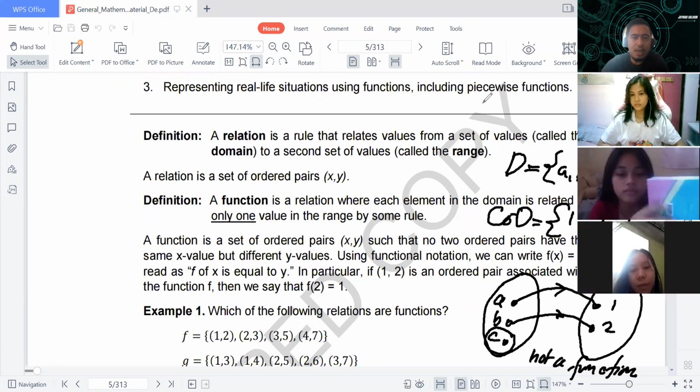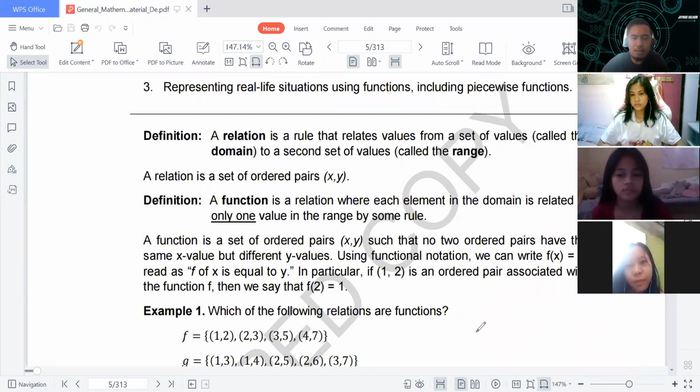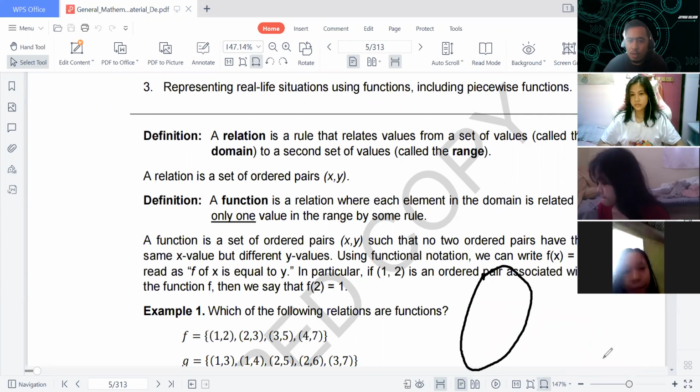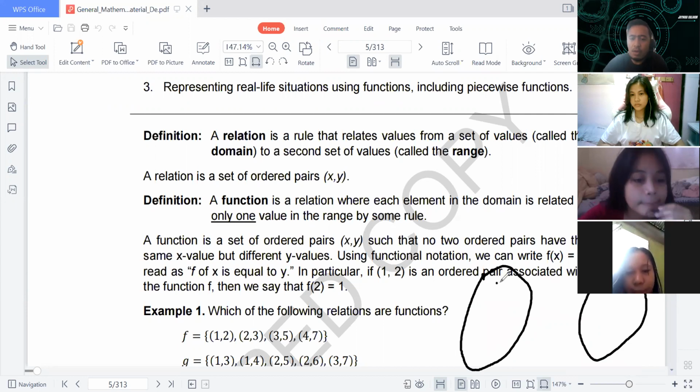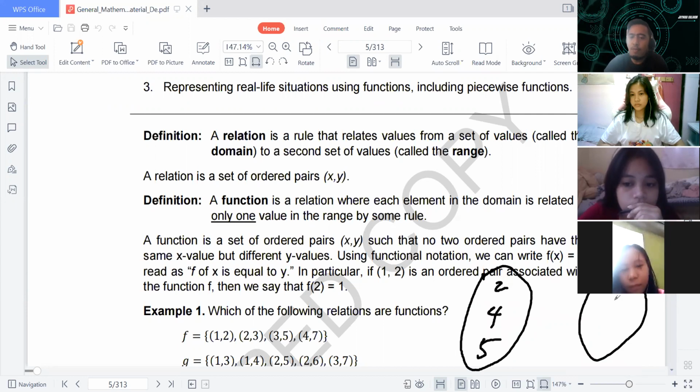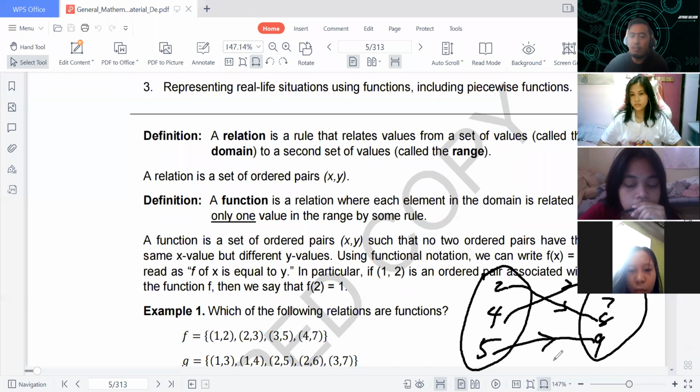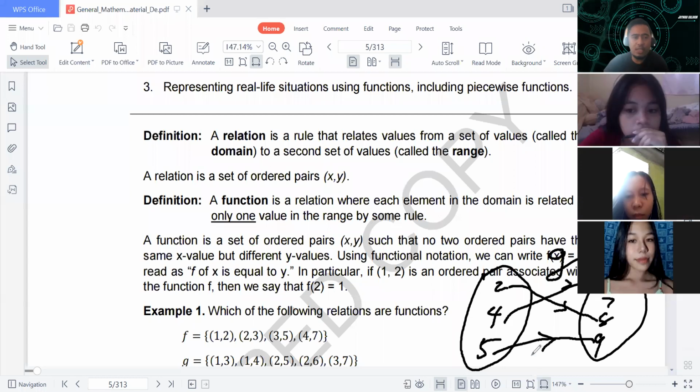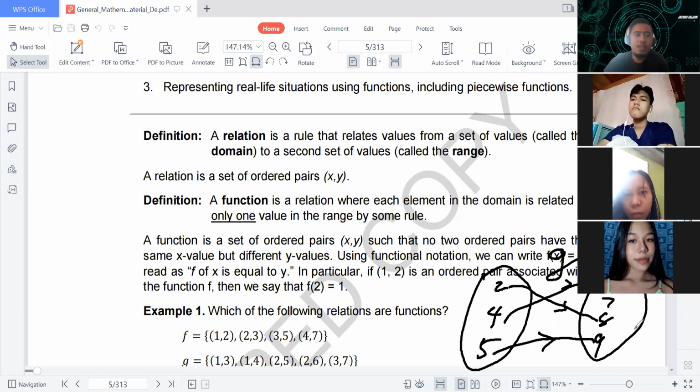Yes, sir. I'll give another example. I have elements 2, 4, 5 and I assign them to, say, 6, 7, 8, and 9. I assign 2 to 8, 4 to 6, and 5 to 9. And I call this G. Now, the question is: is it a relation? Yes, sir.